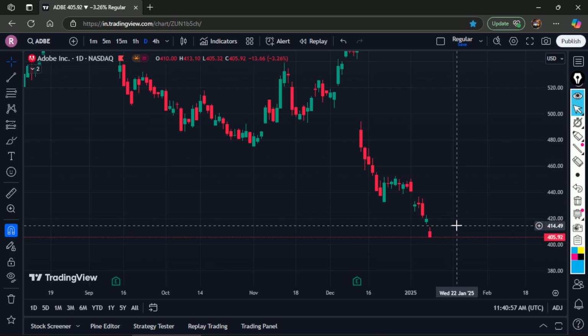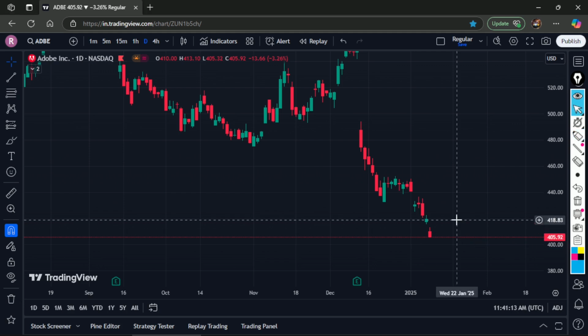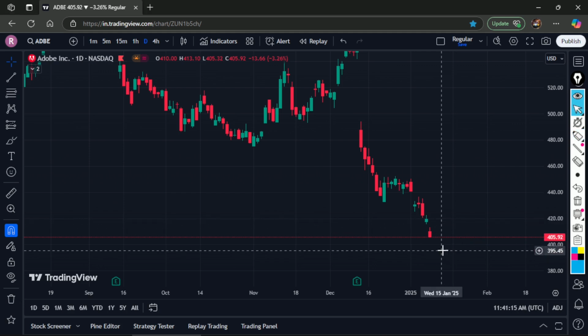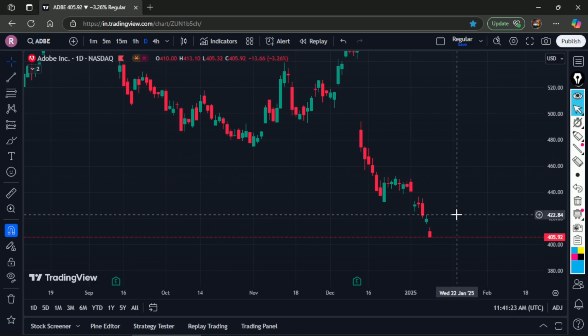This is just a concept where multiple psychological levels, like round levels, work in this area, and 400 is also a psychological round level. So we're just going to wait here, because at this level one kind of buying pressure can happen. It's not 100%, but still a probability is there, so we're just going to wait here.